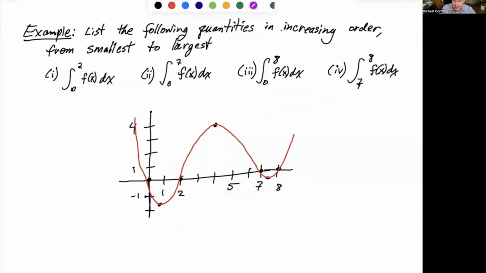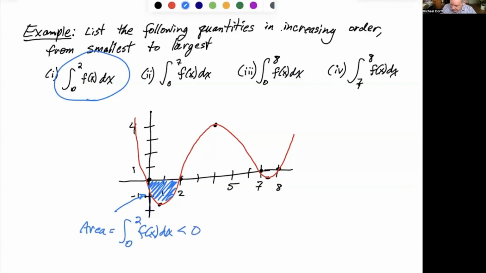We're given four different integrals here, and we're supposed to list these quantities in order from smallest to largest. All right, so let's look at this first one here. We have the integral from 0 to 2 of f of x dx. What is that integral? That area is this blue area I'm shading in right there. Now, that's below the x-axis, so it's going to be negative. So that area represents the integral from 0 to 2 of f of x dx, and it's less than 0.